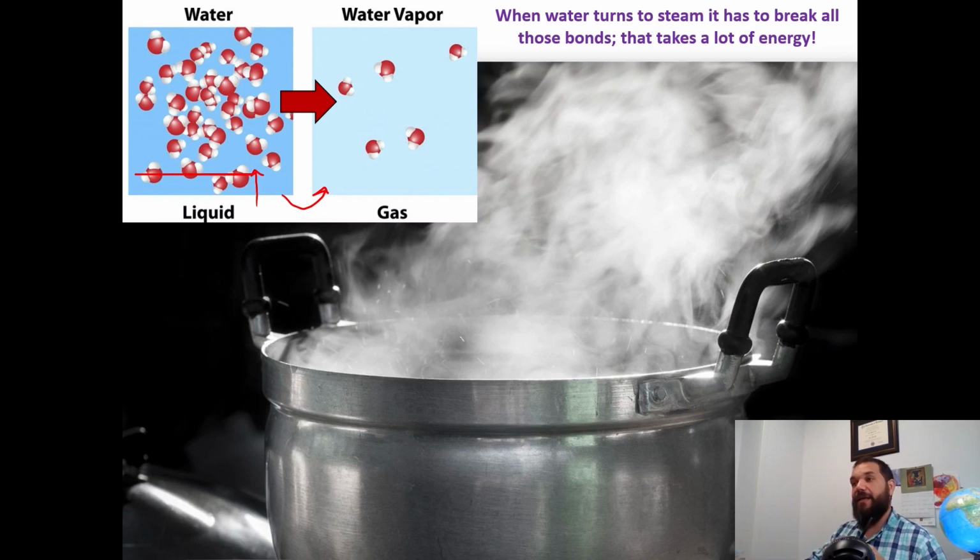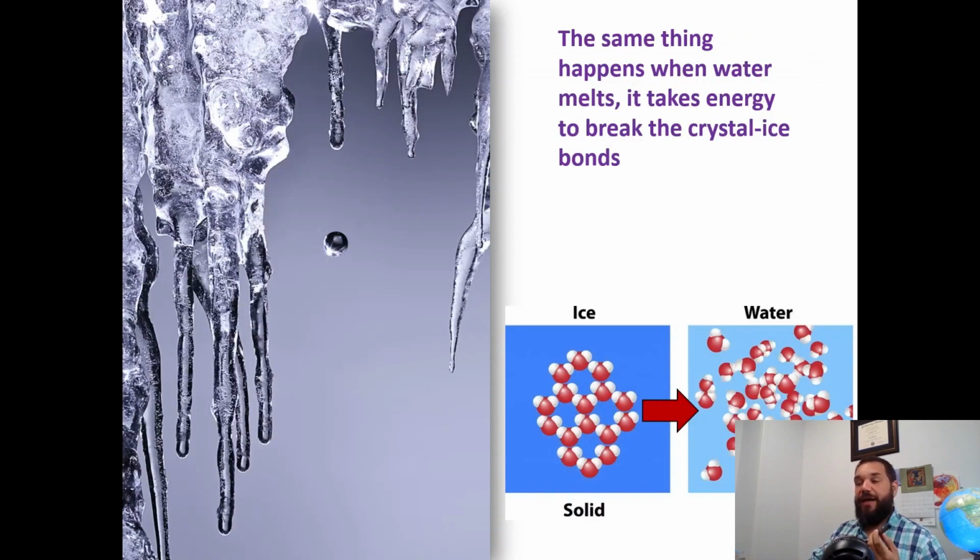That's latent heat. Same thing actually happens in reverse. When water melts, it takes energy to break the crystal ice bonds. So again, when water goes from solid phase to a liquid water phase, it's the same kind of thing. It's going to take energy to break those ice bonds and make water, okay? So I know it sounds ironic, but as ice melts, it's actually taking energy from the environment, okay?